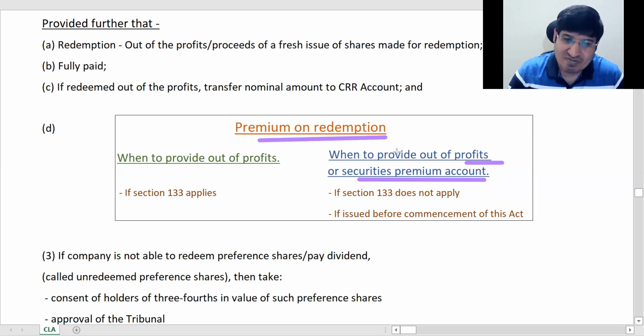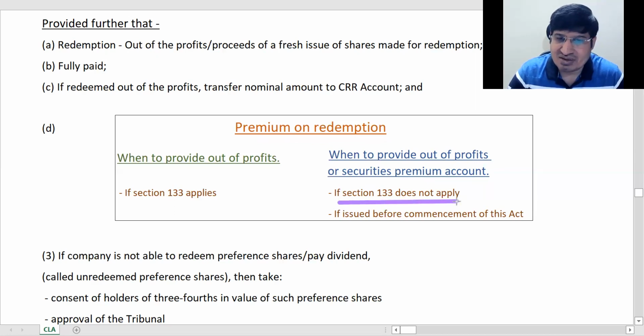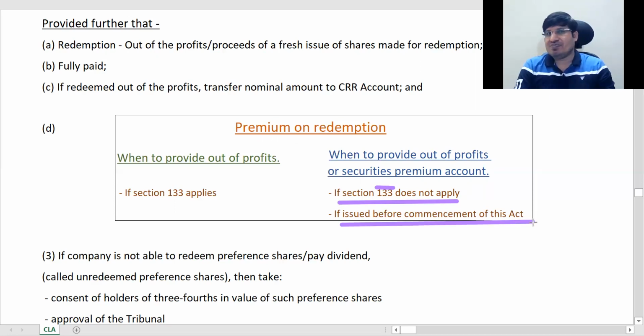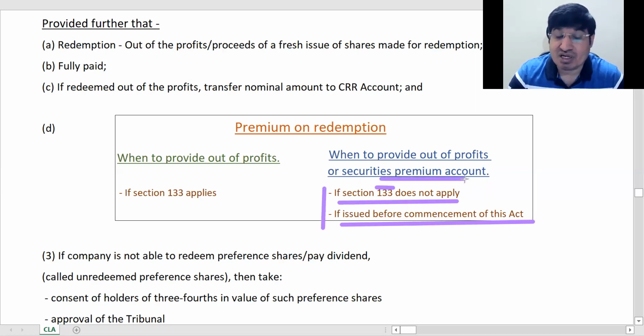Okay. And for these, there are two conditions actually. One is Section 133 does not apply. Section 133 is for accounting standards of Companies Act 2013. So if it does not apply, or preference shares are issued before commencement of the Act, that is, before 2013 preference shares were issued and they are being redeemed now, then in these two cases specifically, you can provide for the premium part of redemption out of securities premium and the balance out of profits.